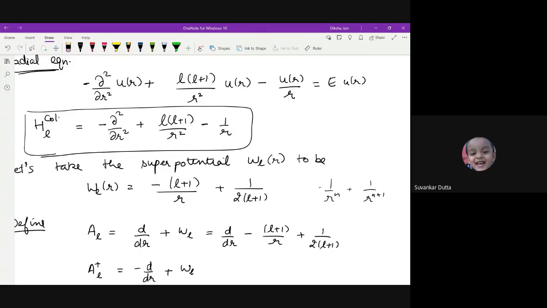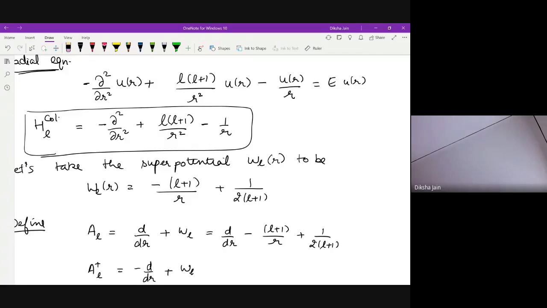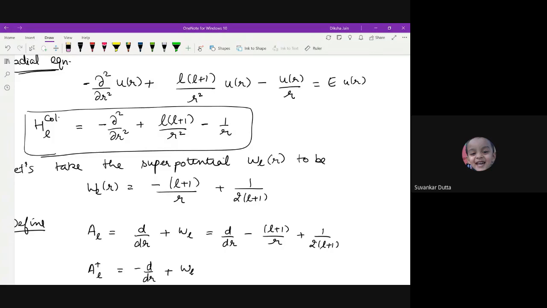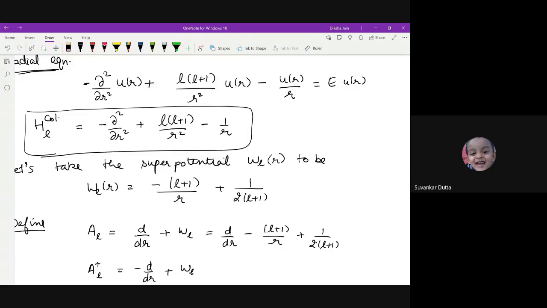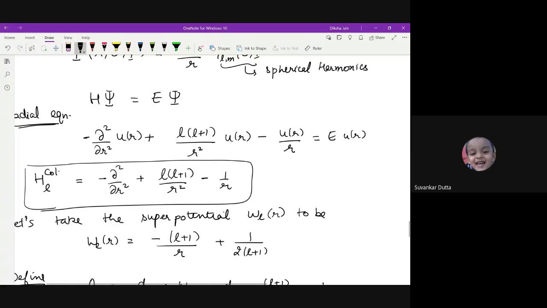I mean, if I take a 3-dimensional harmonic oscillator, where again the potential is, I will get this L into L plus 1 by R square term, and then I have an R square potential, right? Yeah. So can I construct the superpotential for the 3-dimensional harmonic oscillator also?